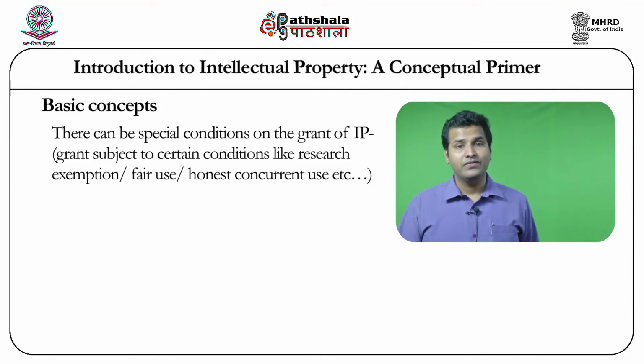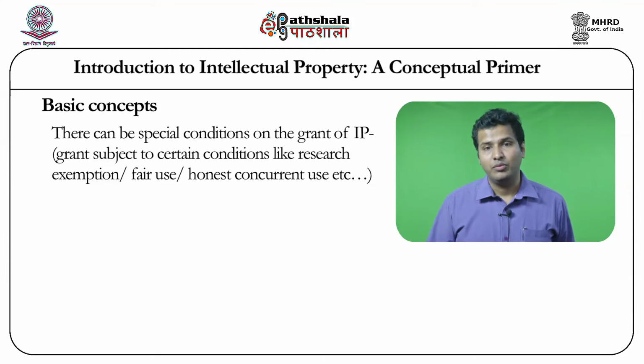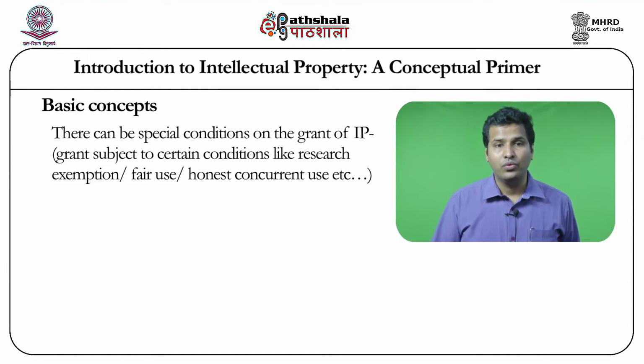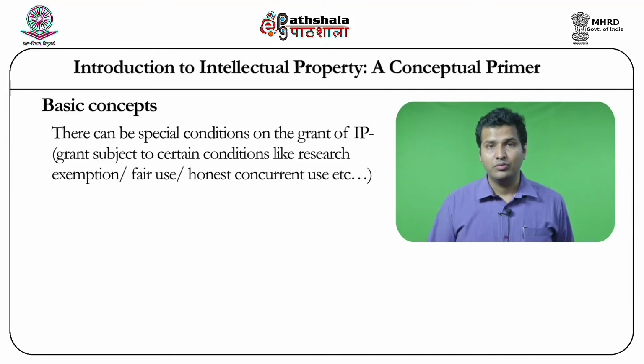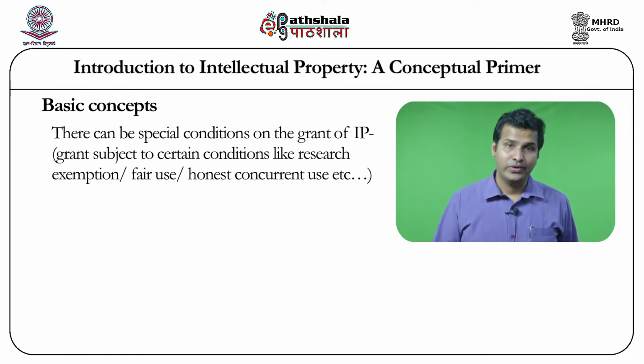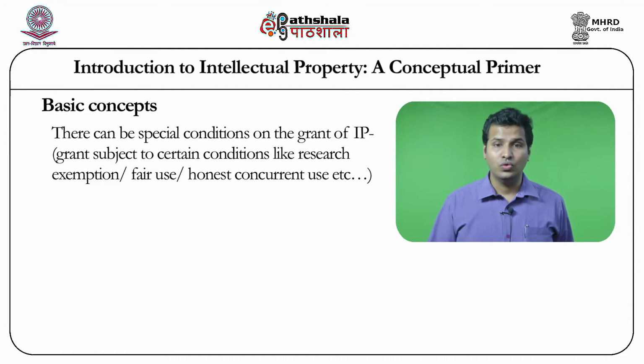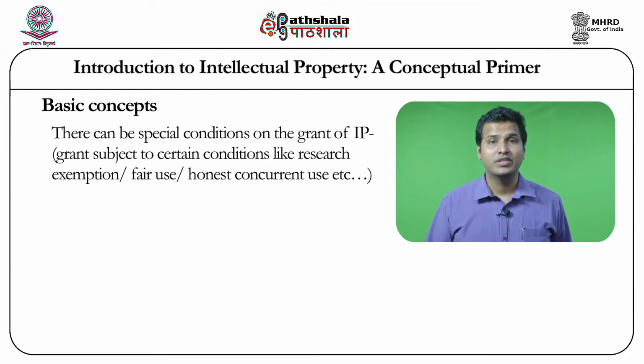There can also be certain specific conditions on the grant of intellectual property. So even before you grant intellectual property rights, they may be subjected to conditions which you cannot refuse post grant. For example, intellectual property rights in the case of patents are subject to research exemption, or they may also be subjected to Bolar exceptions, also called regulatory review exceptions. Copyright may be subjected to fair use, and also in case of trademarks, marks can be subjected to honest and concurrent use.